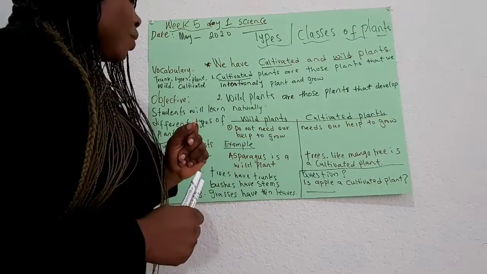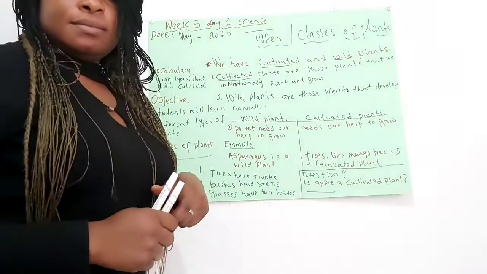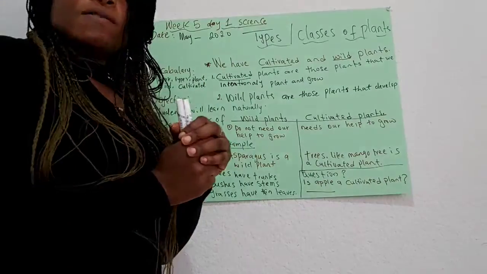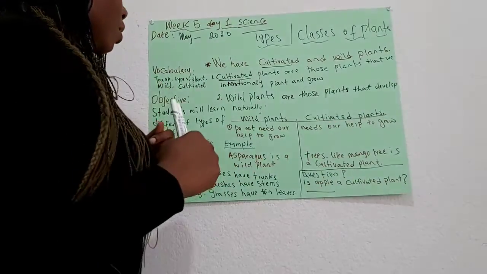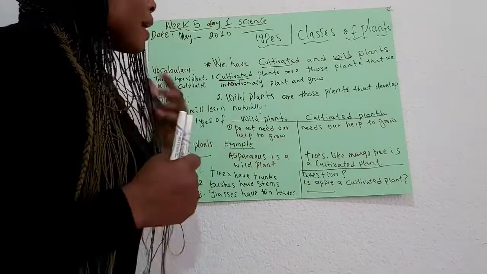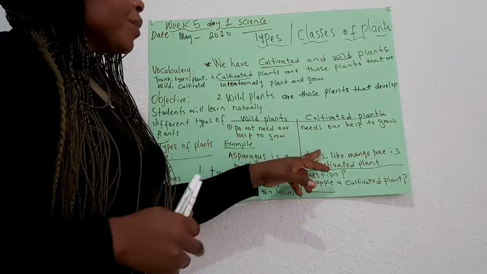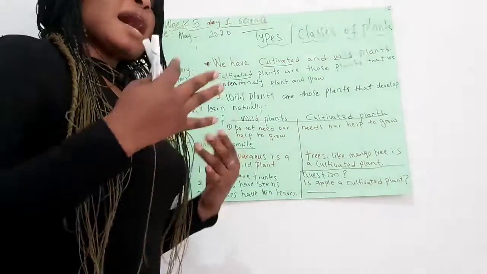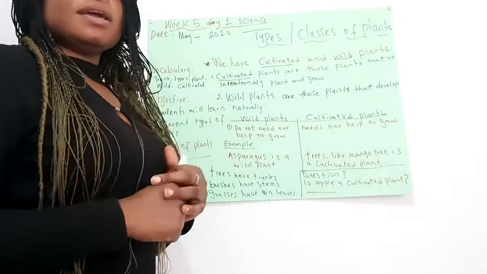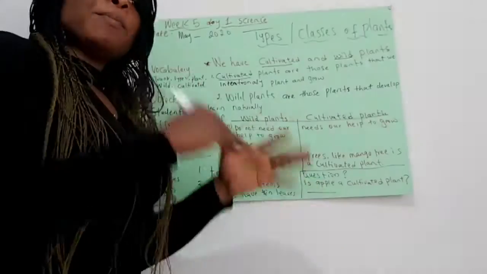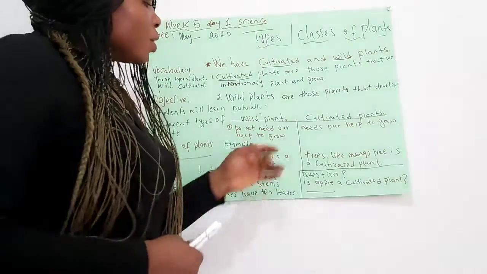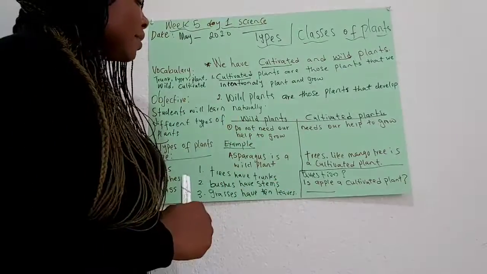For example, we have asparagus. Asparagus is a wild plant. It grows by itself. It doesn't need our help to grow. So asparagus is what? A wild plant. And for example, cultivated plants, we have trees. An orange tree is a cultivated plant. A mango tree is a cultivated plant. An apple tree is a cultivated plant. They need our help to grow. So these are cultivated plants.